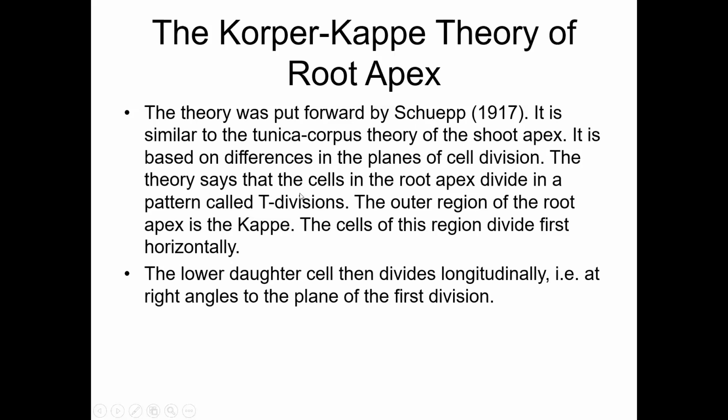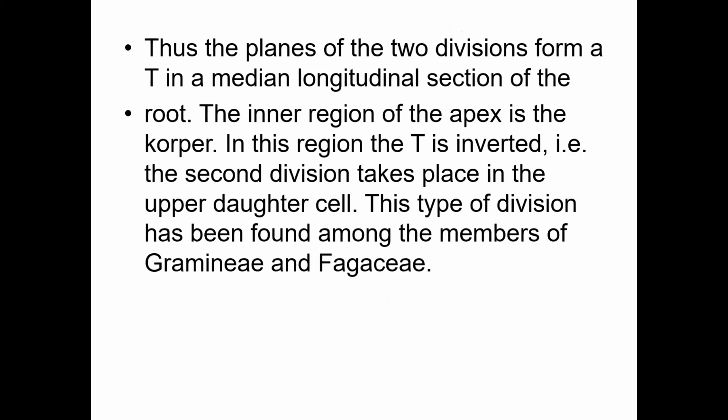The theory says that cells in the root apex divide in a pattern called T divisions. The outer region of the root apex is called the Kappe, and the cells of this region divide first horizontally. Next, the lower daughter cells divide longitudinally, at right angles to the plane of the first division, due to which they show T divisions. Thus the planes of the two divisions form a T in a median longitudinal section of the root. In the outer layer the first division is horizontal and the next divisions are perpendicular to the first one, so it appears T-shaped.